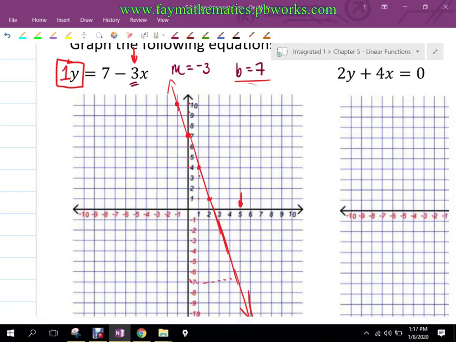Okay. And I think that's actually -8. I think I got some error there. I'll put 5 in here. 7 minus 15 would be -8. We okay with that? All right, let's do the next one.